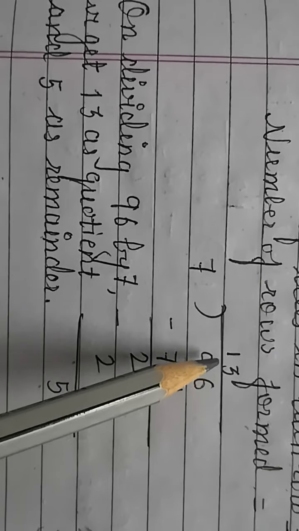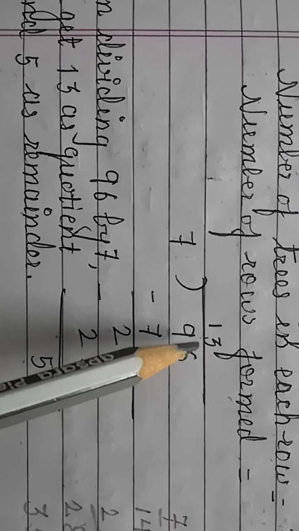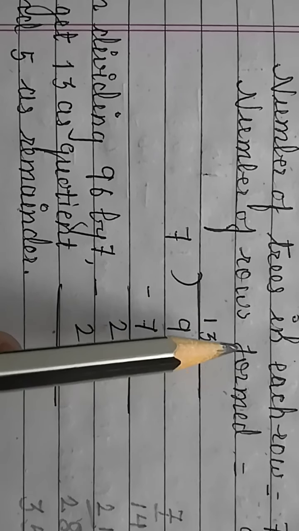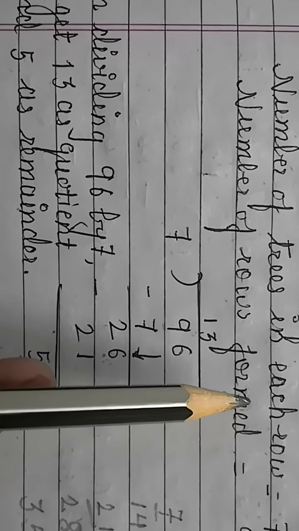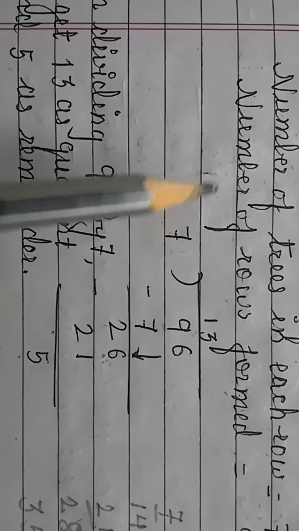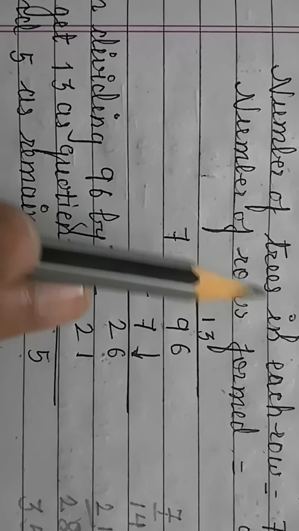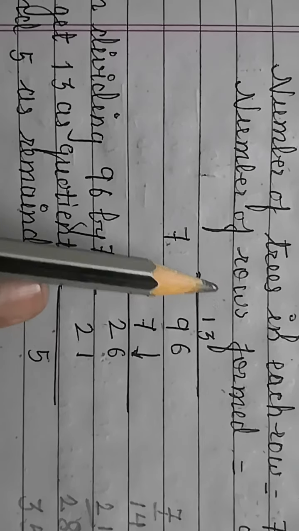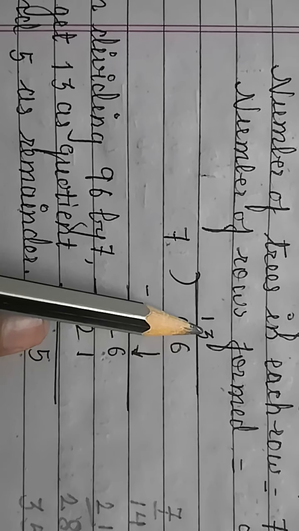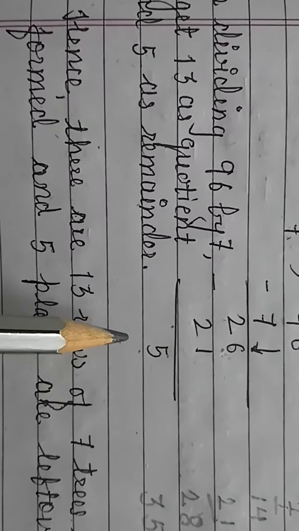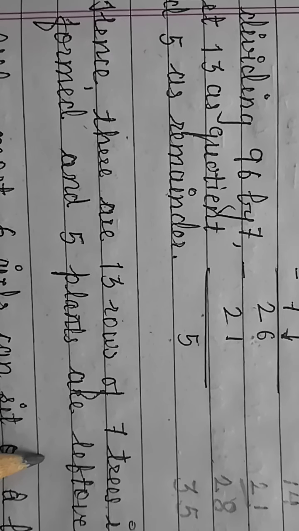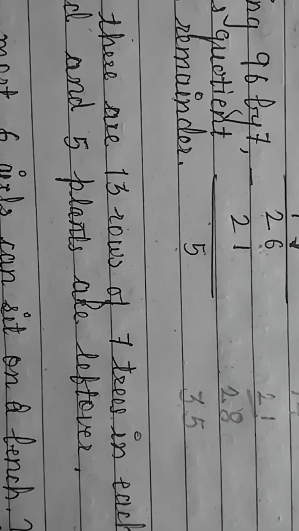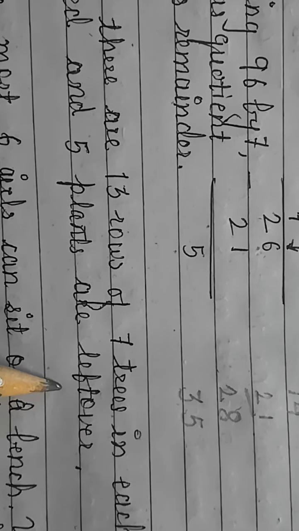remainder. So whatever quotient we got, that is the number of rows. Because what we were asked first was to find the number of rows formed by using these 96 trees, and in each row, there are 7 trees. So by using these 96 trees and 7 trees in each row, we can form 13 rows. Okay, and these 5 plants are left over. So the final statement, what will we write? Hence there are 13 rows of 7 trees in each and 5 plants are left over.